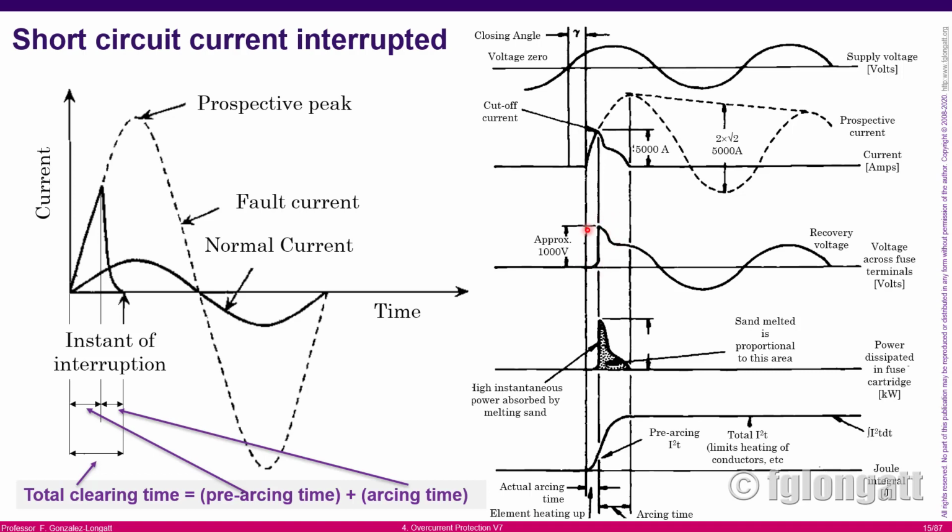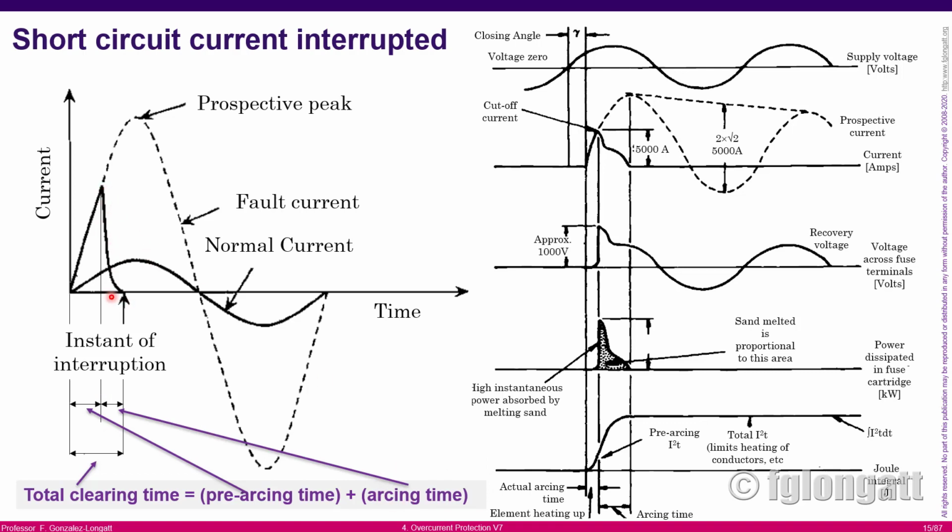Because when the fuse is working, there is a very small voltage across the fuse. There are almost zero losses. When the fuse starts to heat, we start to have more voltage because the resistance starts to increase to dissipate more heat. And then we have the cutoff current, and that is where the melting process starts, okay? When the energy coming from the arc starts to be dissipated inside the sand, at that moment, we can say that we are inside the arcing time.